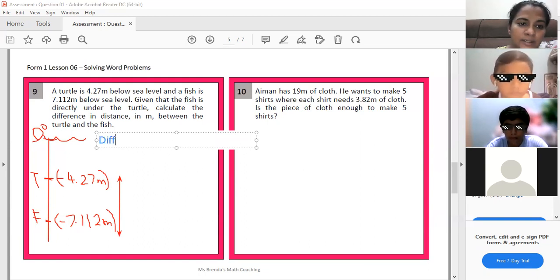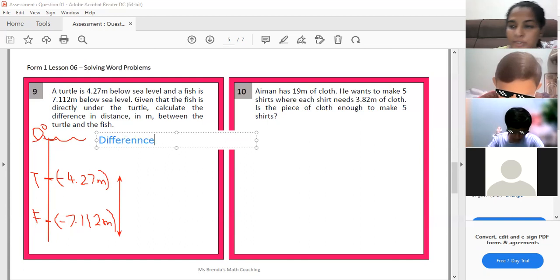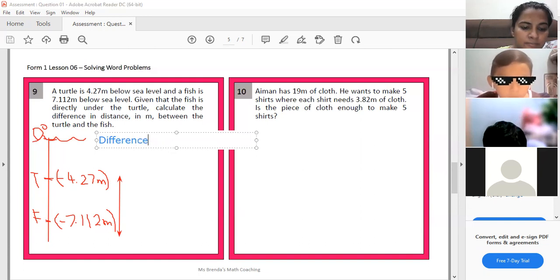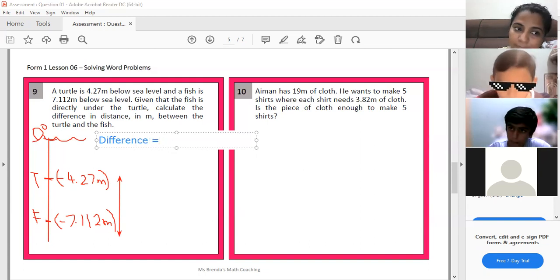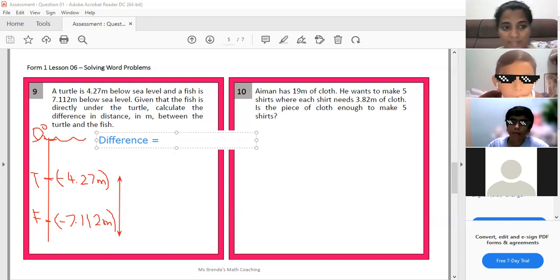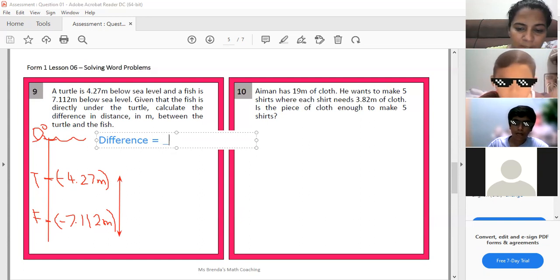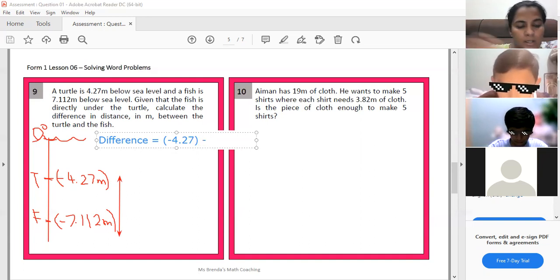So you start with the word difference. Why? Because that's what the question asks: calculate the difference. So you start with difference equals, all right? Difference is always maximum minus minimum, right? So one number is going to minus the other number. Turtle minus fish. Remember, turtle will be negative 4.27, minus fish, which is negative 7.112.